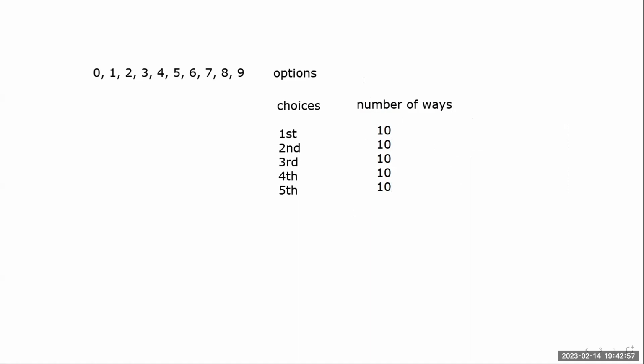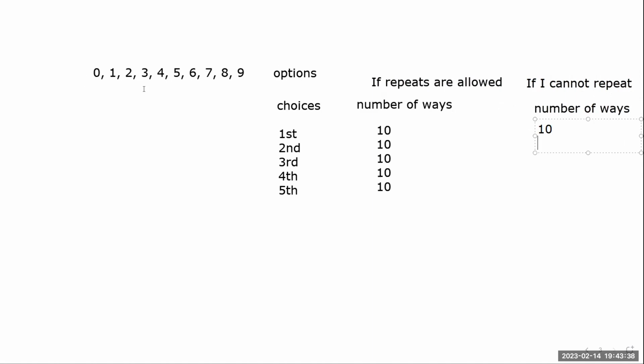This is if repeats are allowed. But if they're not allowed, if I cannot repeat, then my number of ways changes a bit. So I still have 10 for the first one. But once I've chosen a number off of this list on the left, I only have 9 options left. I don't know which 9 options, but I only have 9 of them. Then I have 8, 7, and 6.